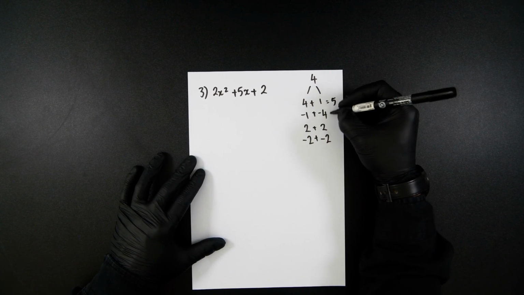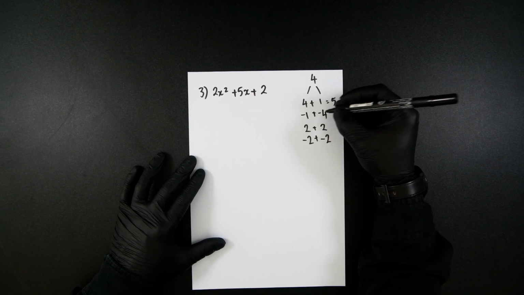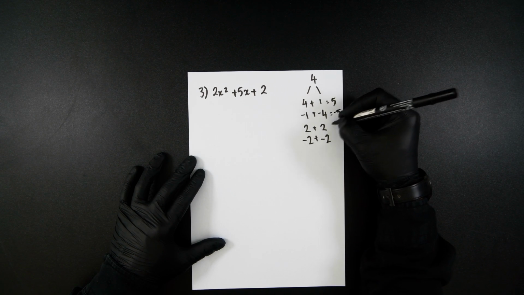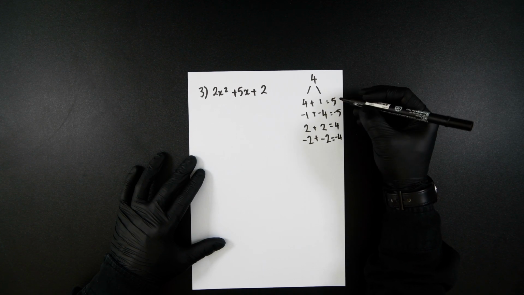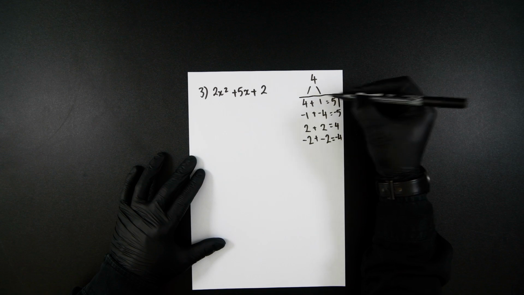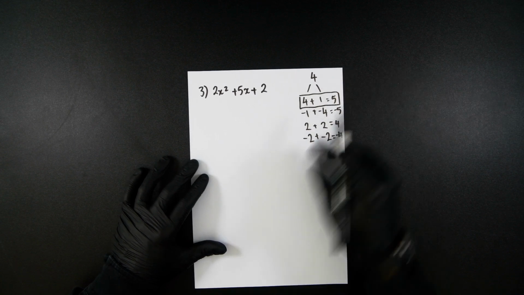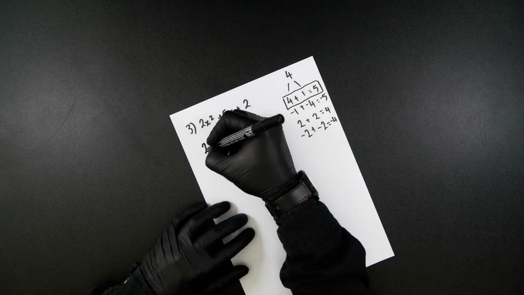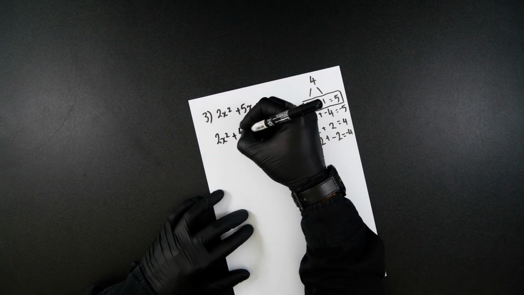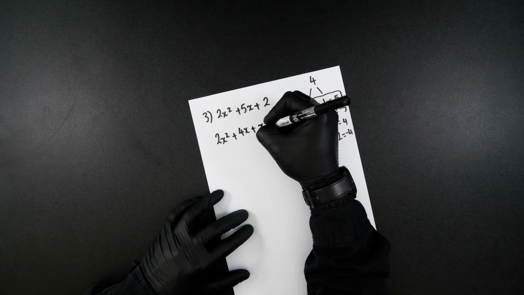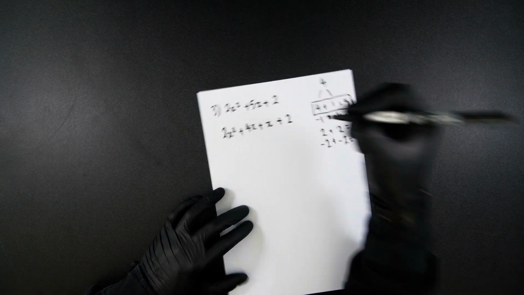So you're going to get 5. 1 minus 4 is minus 5. That's going to be 4, and that's going to be minus 4. So obviously the one that we're looking for is this one here, 4 plus 1. So you can break that up as 2x squared plus 4x plus x plus 2.